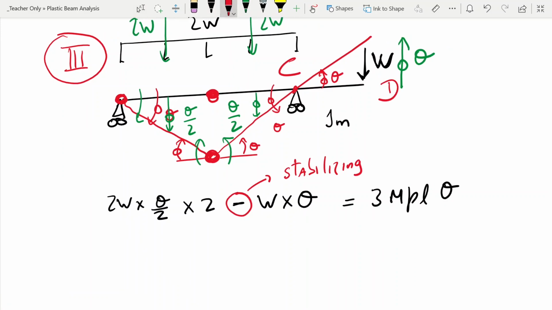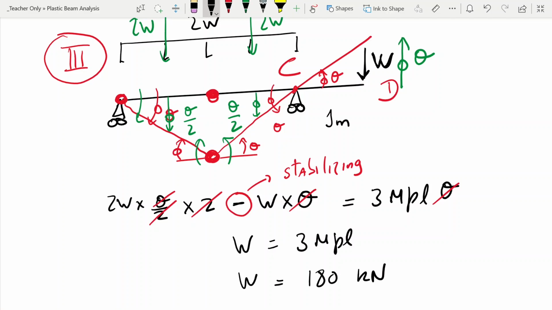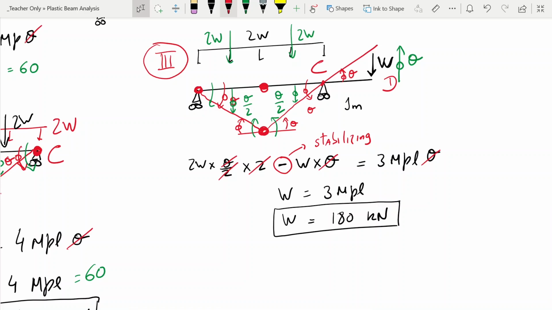So what do we get at the end? We get that the thetas simplify. The 2's also simplify. So we get 2W minus W. So we get just W equals 3 MPL, which means W is equal to 3 times 60, so that's 180 kilonewtons. Okay, before we move into the next one, just stop and think about what would happen if this W didn't exist. If this load wasn't there, this collapse mechanism wouldn't have this negative term. This wouldn't exist, which means that instead of W, you would have 2W, which means your collapse load would be 90 and not 180, which is less, which means it's more critical.